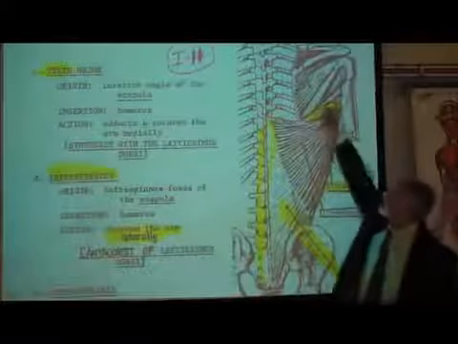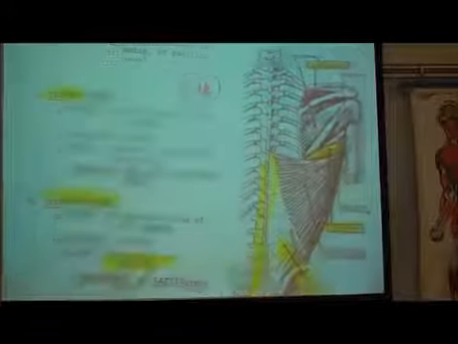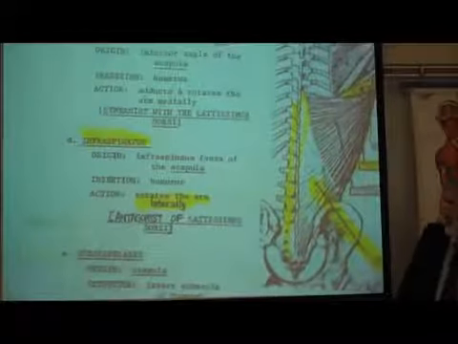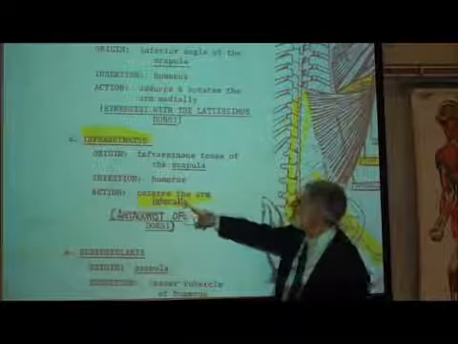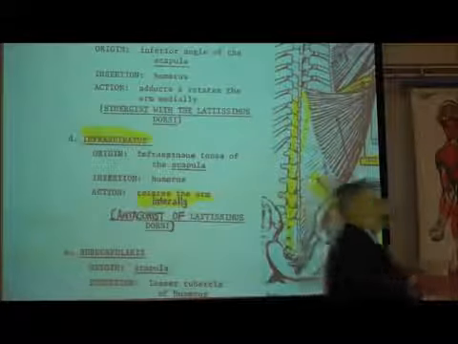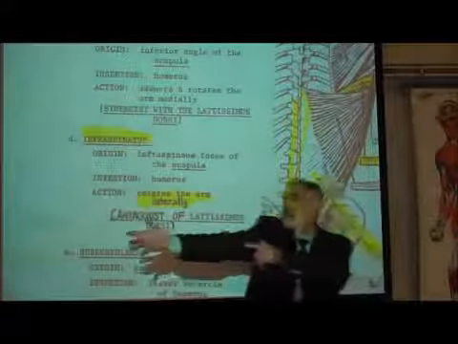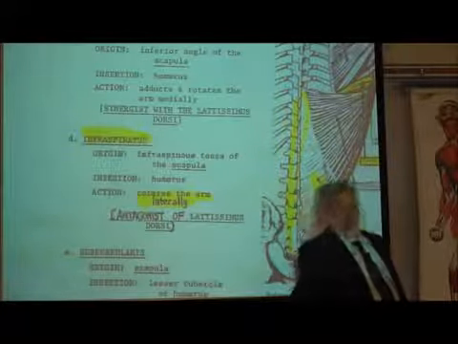All right, the infraspinatus, which is right here, originating below the spine of the scapula and inserting on the humerus, actually has the opposite action of the latissimus dorsi and teres major. It rotates the upper arm laterally. One of the other actions of the latissimus dorsi and teres major is to rotate the upper arm medially. But the infraspinatus rotates the upper arm laterally.